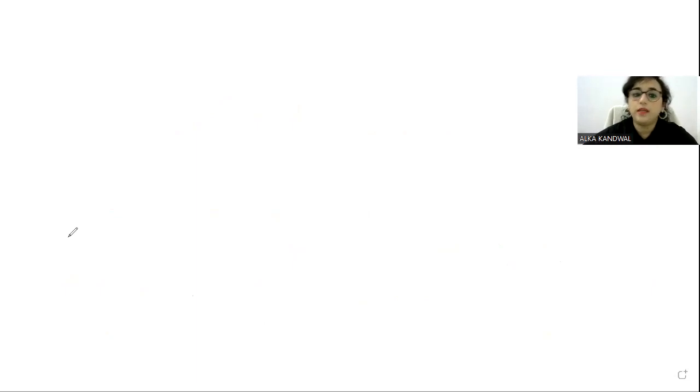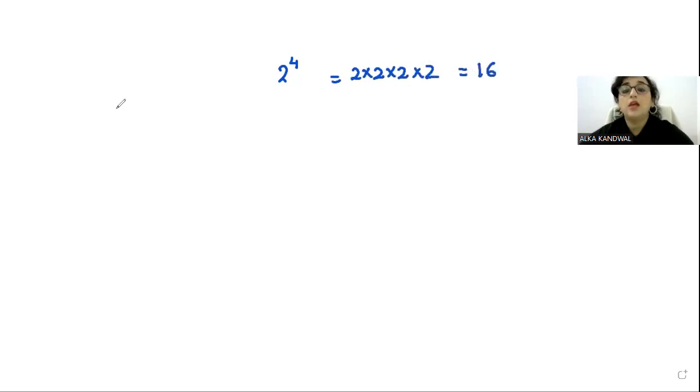Any number, like 2 to the power of 4. So this means we are multiplying the number 4 times, and the result we are getting is 16. So here, can we have numbers with a negative exponent? Can there be a number with a negative exponent?